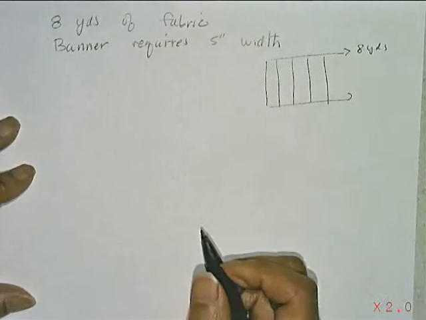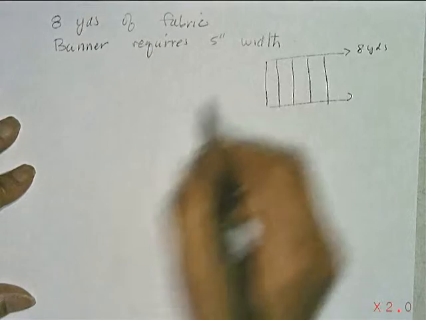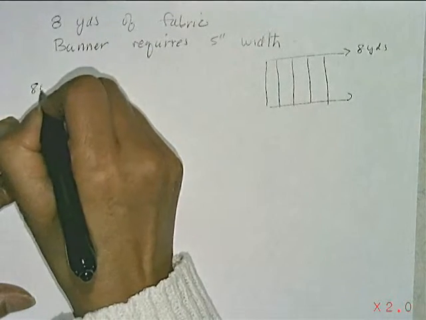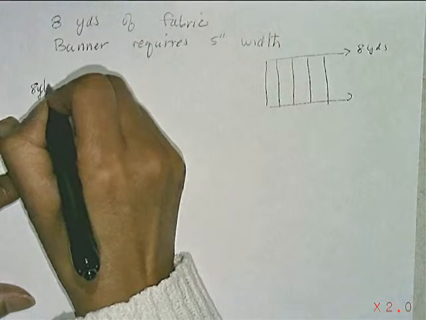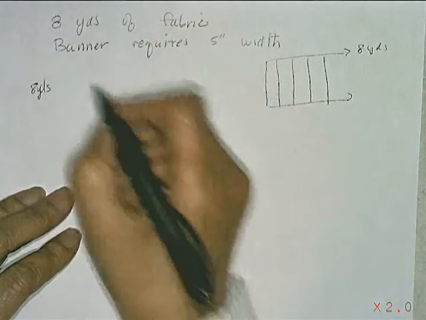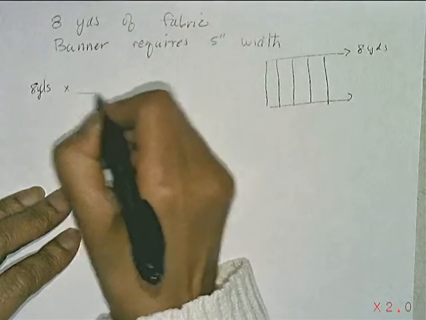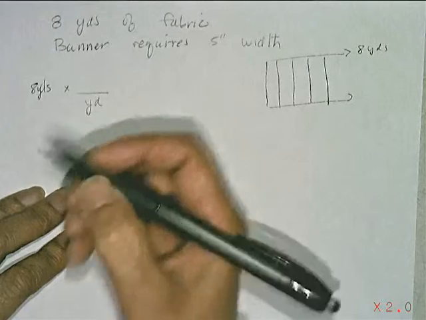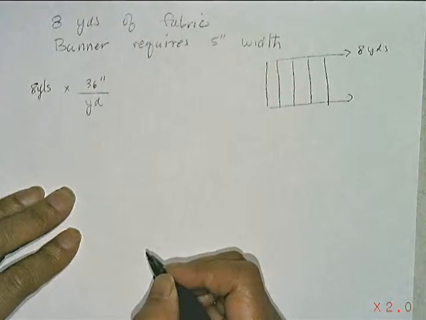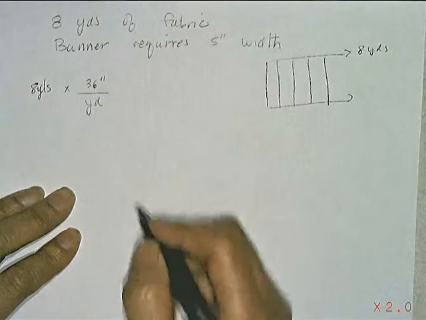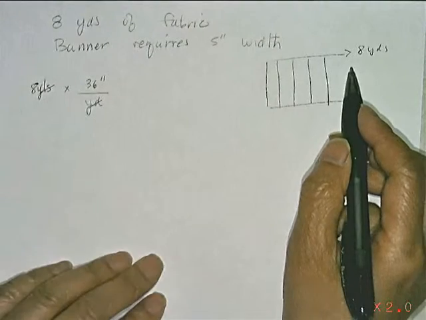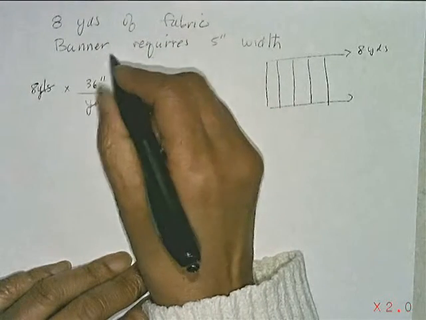Okay, so here we go. So I start with what I know, which is 8 yards. And it looks like I'm going to have to go into inches. So 8 yards I have in 1 yard, look this up in your table, is 36 inches. This is your conversion factor. So now I have converted this into inches, and I want my unit in number of banners.